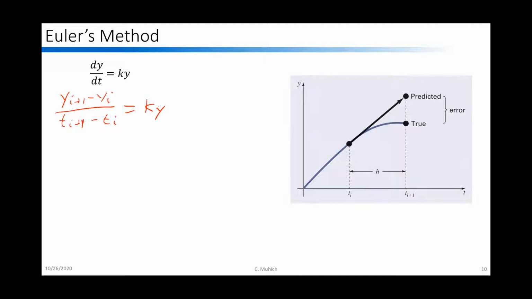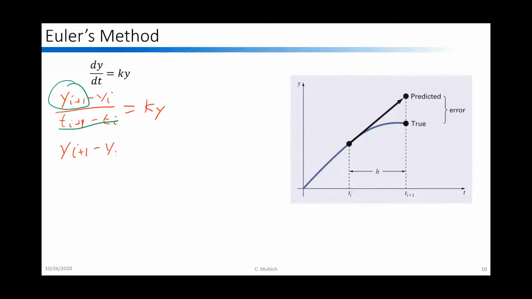Now, we want to put this into the form where I have this y_{i+1}, maybe I'll pick a different color, isolated. Because remember, we want to get it into a form where we have y_{i+1} equals old y_i plus some sort of function. So I can do this by multiplying this difference down here across the sides onto the other side.